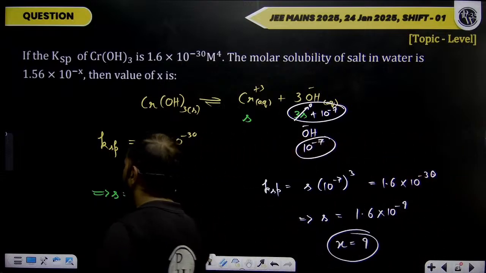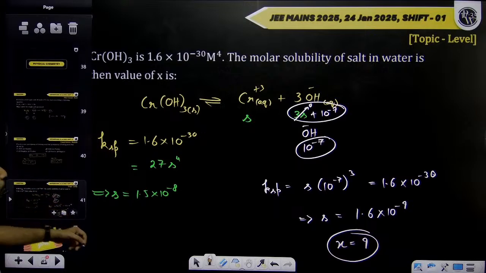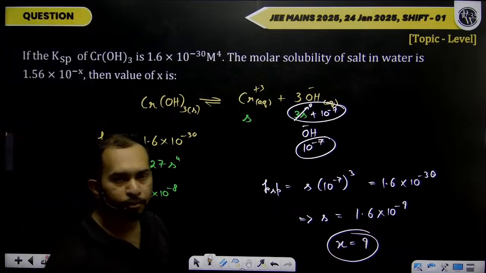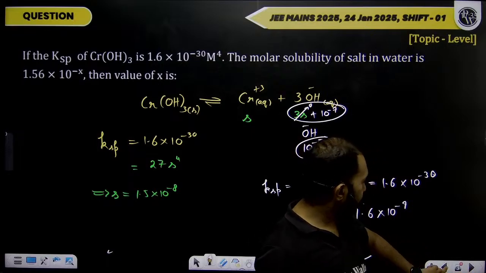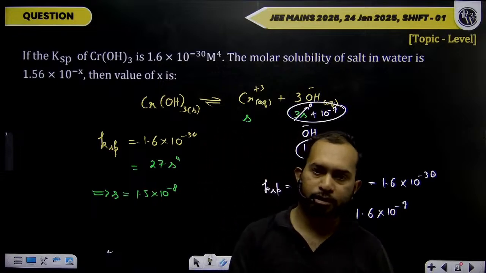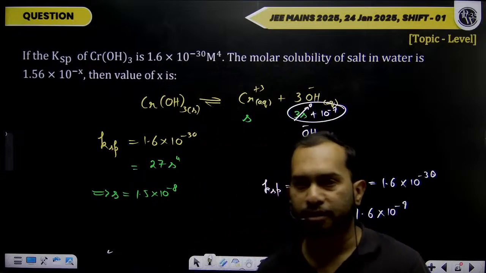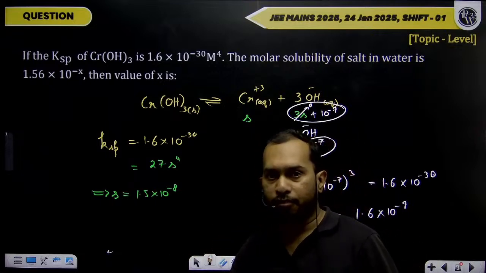Okay, so these are the three questions which we have till now of the physical chemistry. I would say that as compared to the previous shifts, this chemistry part was slightly difficult, right? Not very difficult, but slightly difficult as compared to the previous 4 shifts of this year.